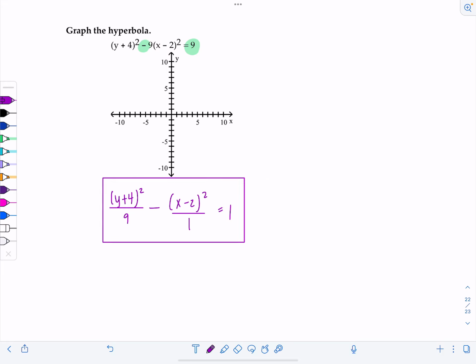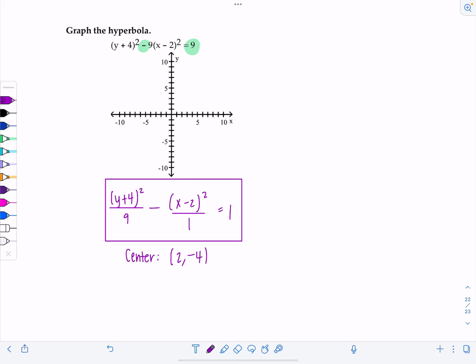So when you're writing out the coordinates of the center, pay attention. It's going to be 2 comma negative 4, right? Not the other way around. a squared is always underneath the positive variable. It's not necessarily a bigger number than b. In this case, it is though. So since this is the positive term, yes, that's a squared, and then that's b squared.